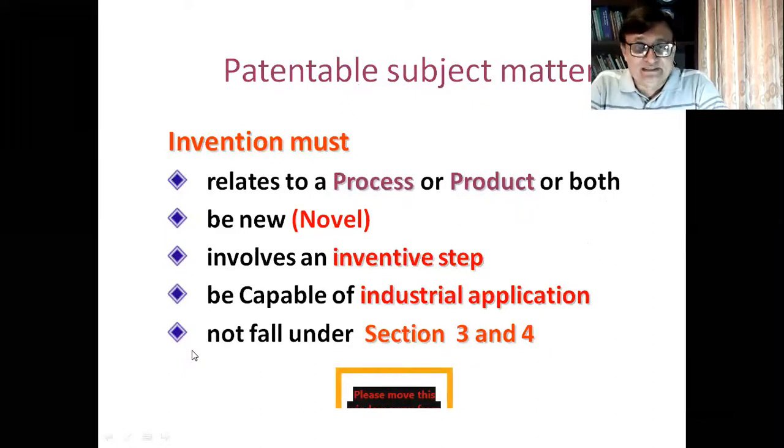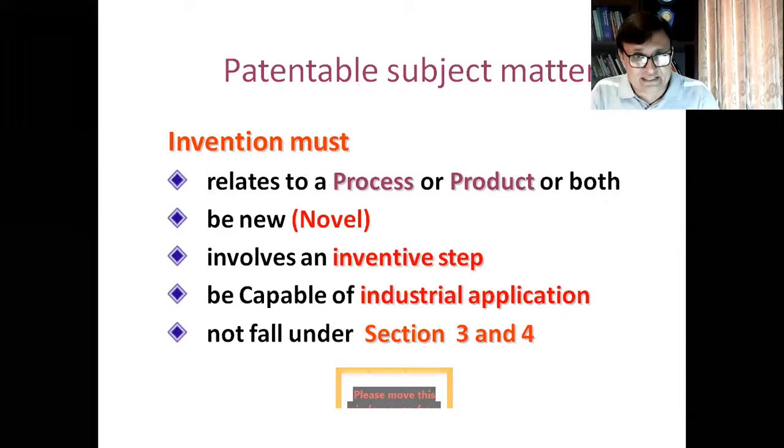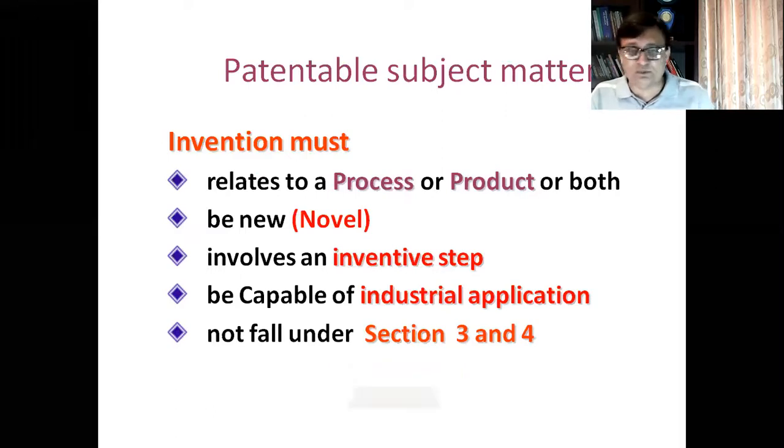Patentable subject matter must qualify certain things, as I have already discussed with you, three tests which are required. The invention must relate to a process or product or both. It may be a product invention, it may be a process invention, it may be a combination of product or process invention. So both are registrable under the Patent Act.